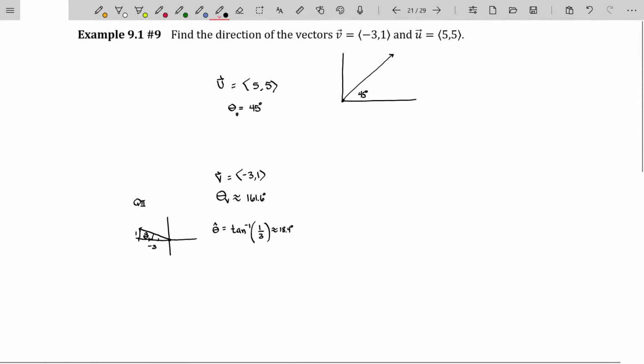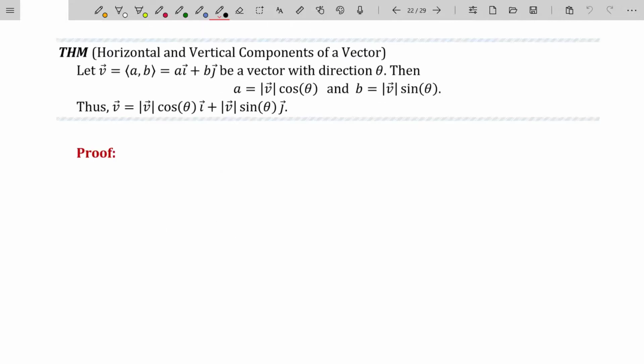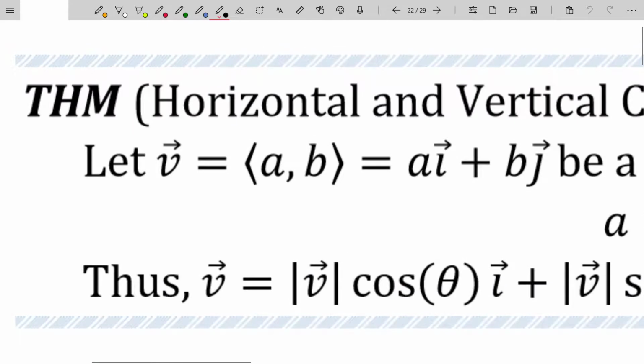Pretty easy, right? Usually, in fact always, you'll be using the tangent inverse, and then look at where that vector is pointing to tell you the quadrant. Tangent inverse will give you the reference angle, and the vector itself will give you the quadrant, and you'll be ready to go. And this naturally leads to the components of a vector, the horizontal and vertical components of a vector. We already know if somebody hands us a vector v, which is a comma b, the horizontal component is a and the vertical component is b.